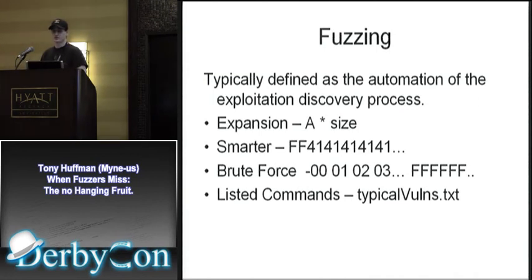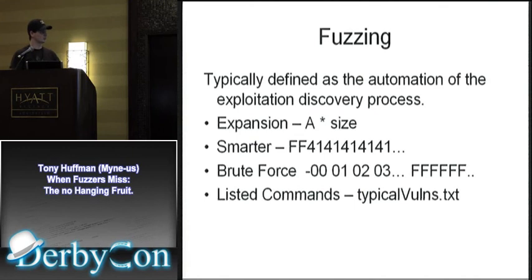Okay, so a little bit of definition on fuzzing. Fuzzing is typically defined as the automation of the exploit discovery process. There are a few different techniques. There's expansion fuzzing, where you take a character, expand it, put it into a buffer, and wait for it to overwrite EIP, or the heap manager, or hopefully data for a pointer. You get a little smarter inside of fuzzers, where you have something like FF as your integer, and it's the size of the payload that's coming after it. If it does a +1 to the integer, it wraps to 0, and you have a 0 size buffer you're pushing a bunch of stuff into.